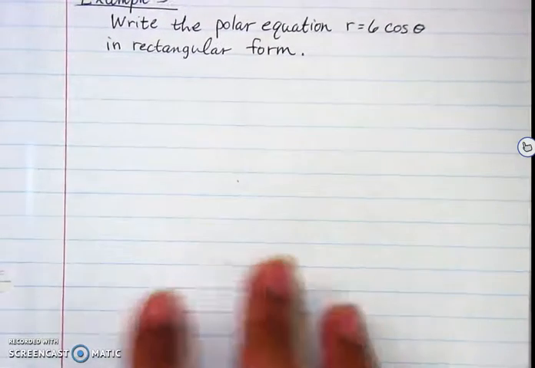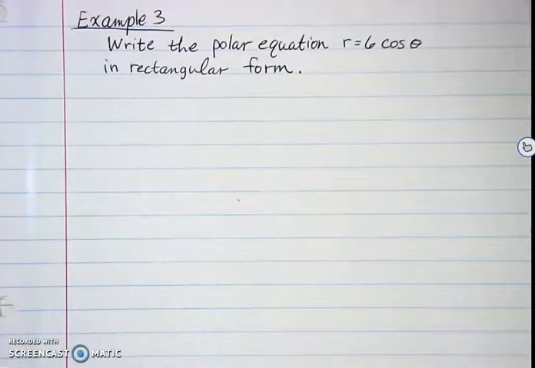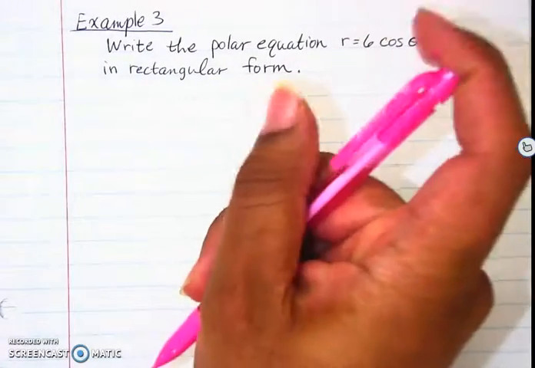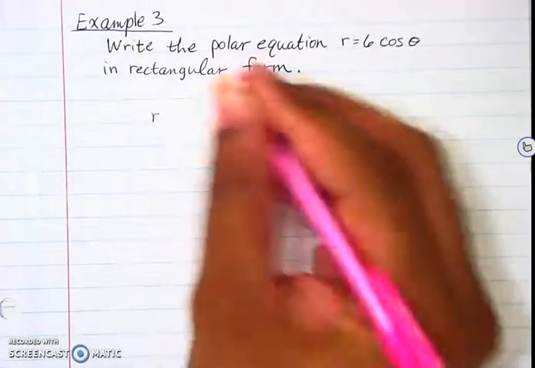So when we're done with it, we're going to have nothing but x and y in the problem and no cosines or r's. So there should be no cosines or r's at the end of this problem. Okay, so let's start off with the equation that they give us.